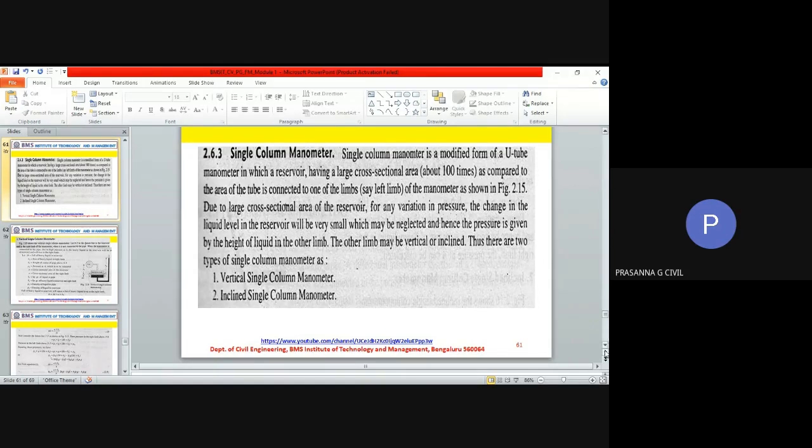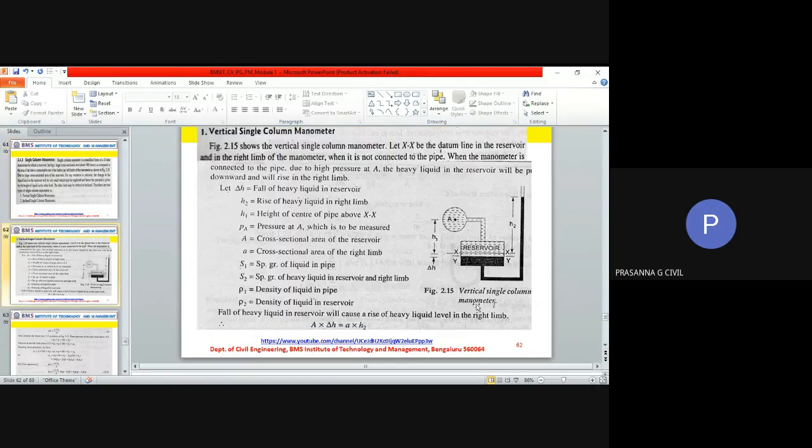So first we have to look at the vertical single column manometer. This is the figure. They are showing you a pipe, center of the pipe A, where we are attaching the U-tube. This U-tube is slightly different from the other U-tube we talked about. There is a reservoir, and the reservoir is attached to a thin pipe which is open to the atmosphere. Here, the dark color is the heavy fluid. The fluid flowing in your pipe is shown as the dotted lines. Here they are taking XX as the datum line, the reference line.